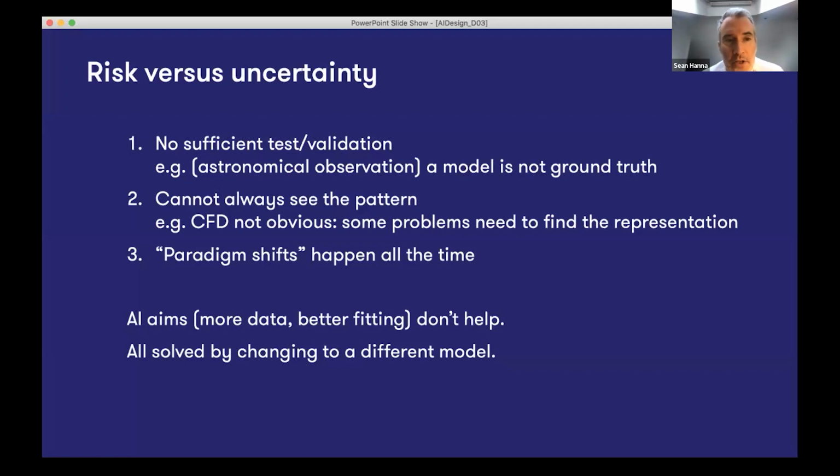So this larger uncertainty, which we can't quantify and can't put into a model in advance, suffers from these three points. There's no sufficient test or validation. We can't always see the pattern, and these paradigm shifts can often happen in design, where AI aims to fit the model better and better, collect more data, and so on. These sorts of approaches don't help in these cases. In fact, one model isn't enough to do it. They're all solved by changing to a different model.